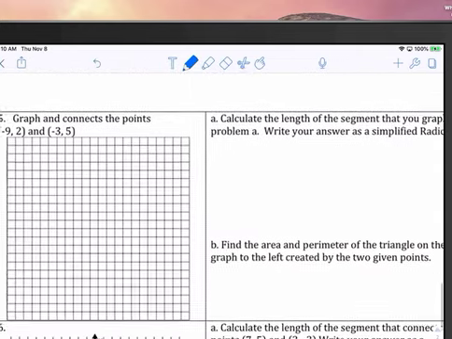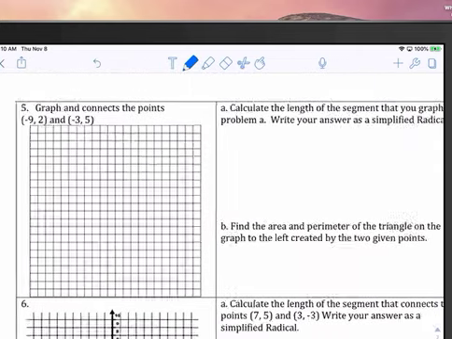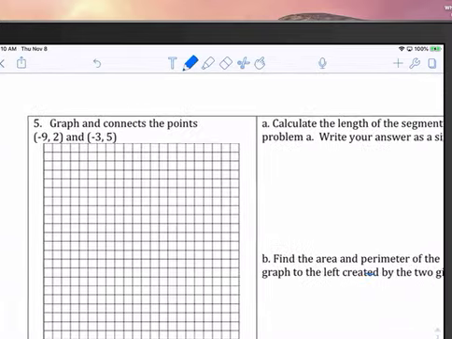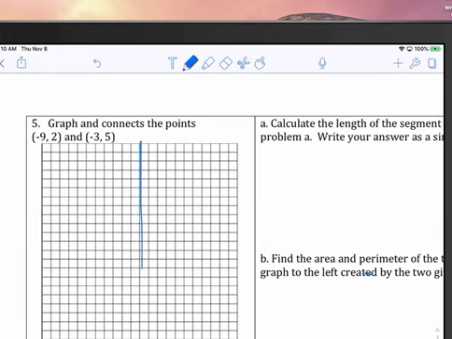I don't have much time, so calculate the left side segment. Write your answer in simplest radical form. Okay, well, draw that. Negative 9, 2. That's 3, 6, 9. Negative 9, positive 2, right there. That's your y, that's your x. Negative 3, 5, 2, 4, 5, right there. Okay, find the distance between them.